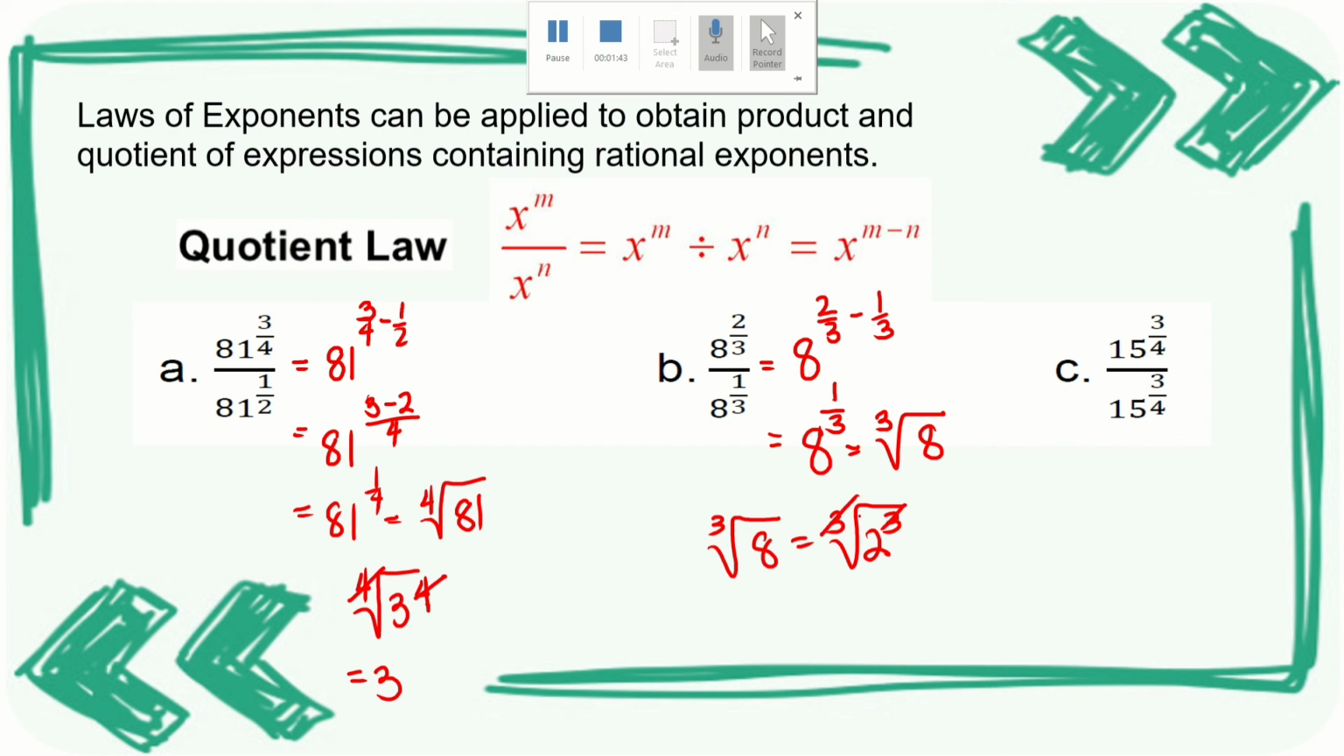And lastly, if we have 15 raised to 3/4 all over 15 raised to 3/4, so that is 15 raised to 3/4 minus 3/4. The answer is 15 raised to 0. So remember that any number raised to the power of 0 is equal to 1. So the answer here is simply 1.